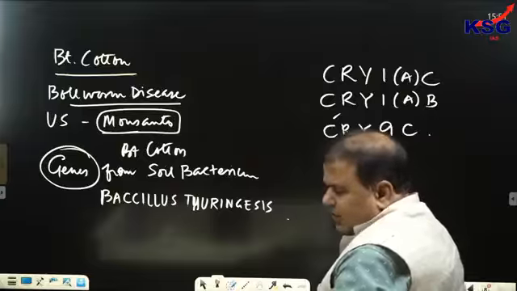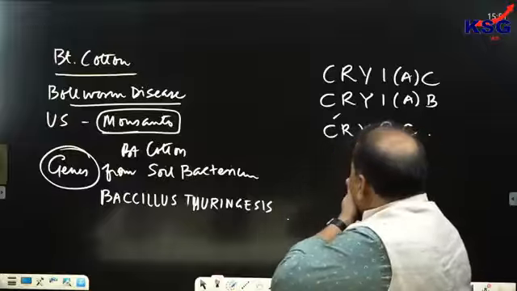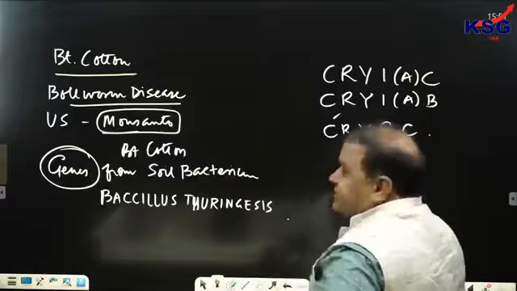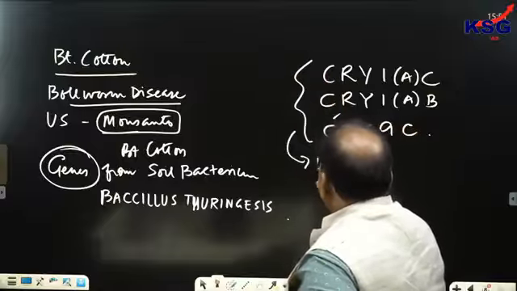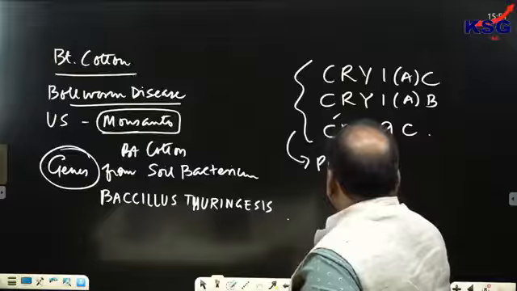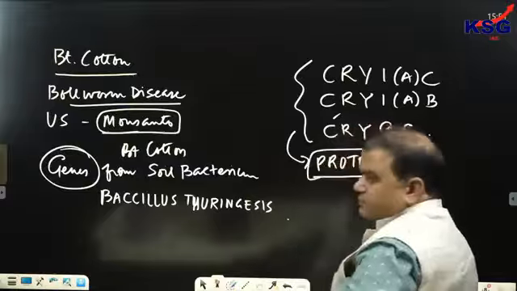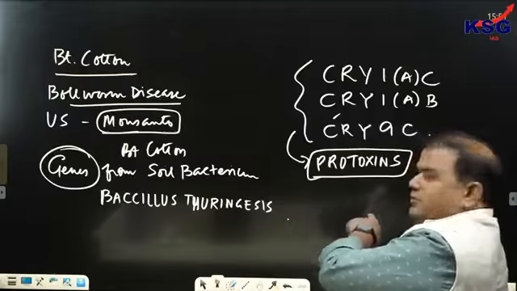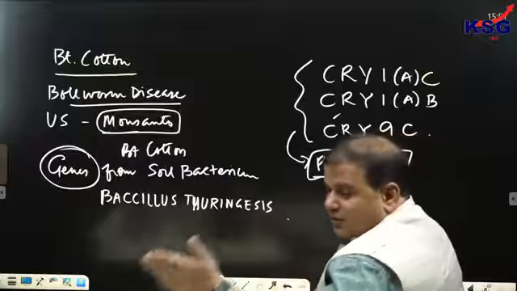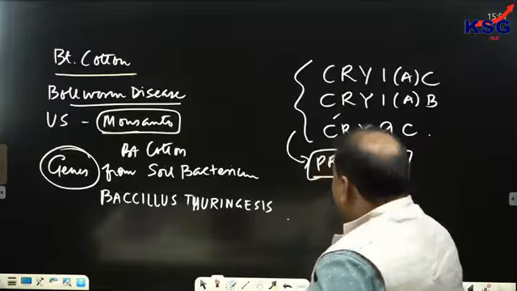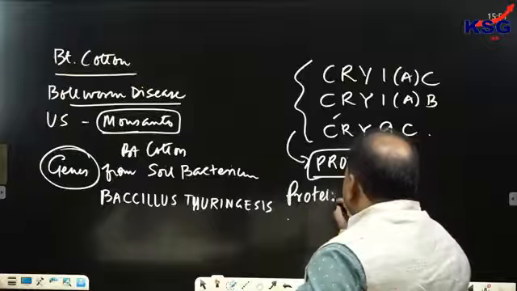And these cry genes, now they are considered as what? They are considered as protoxins. Write down. These genes are considered as protoxins. So essentially they are what? Essentially they are proteins, but would be converting into toxin when the environment gets altered. Write down. Essentially they are proteins.